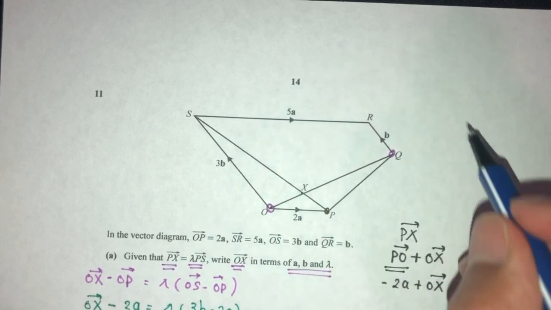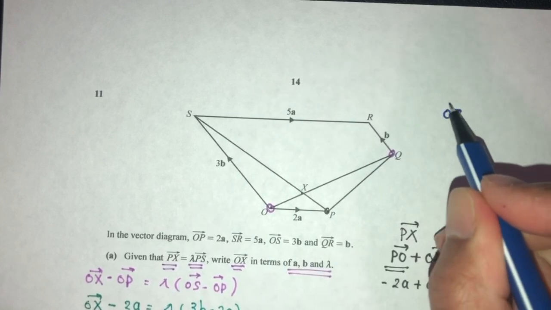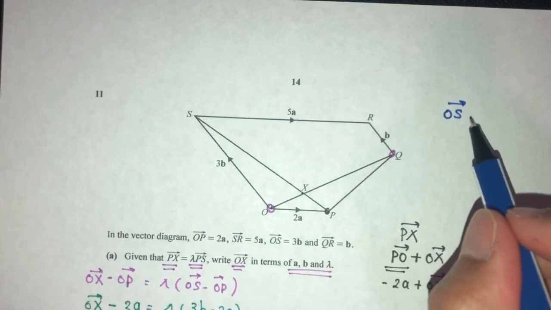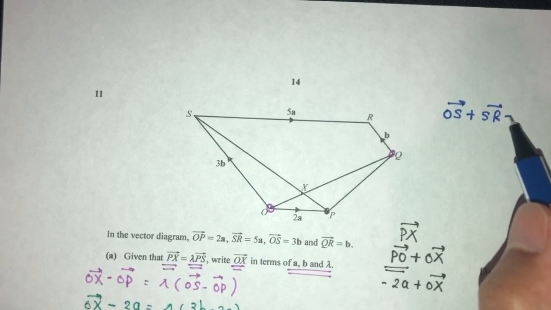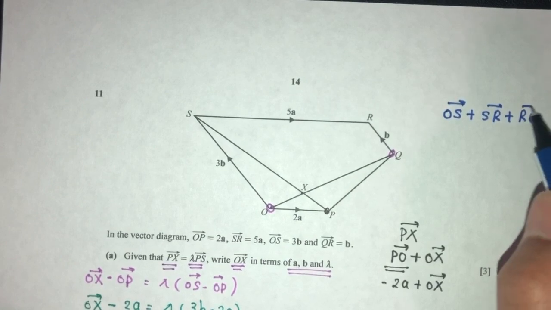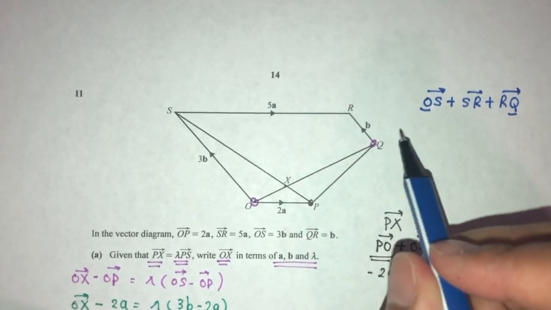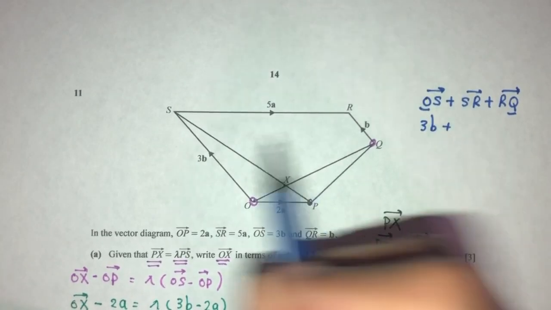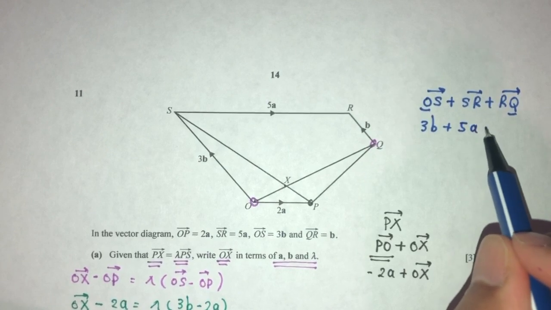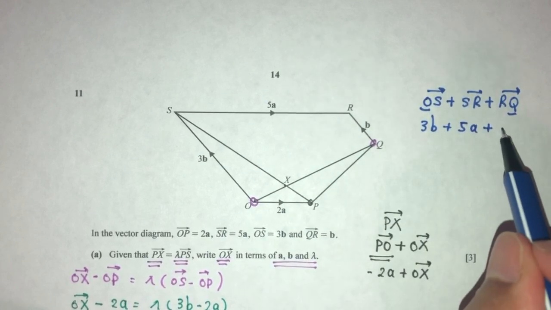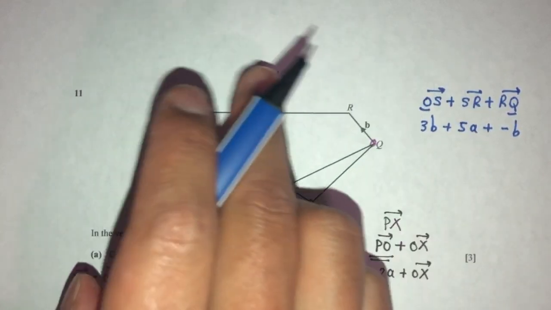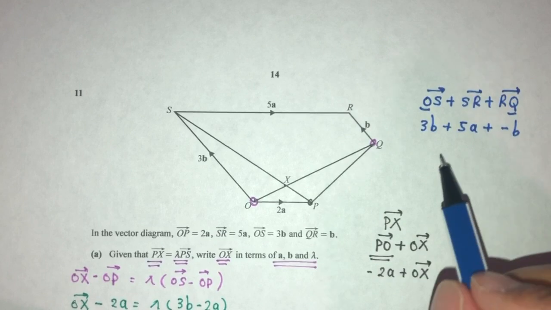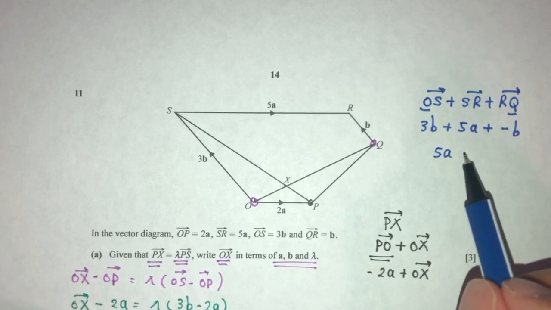From O, I can first go to S, and then from S, I can go to R, and then from R, I can go to Q. So finally, OQ has been found. OS is the value of 3b. SR is 5a. Now RQ is minus b, because QR is in this direction, so RQ is in the opposite direction. That should become 5a plus the value of 2b.